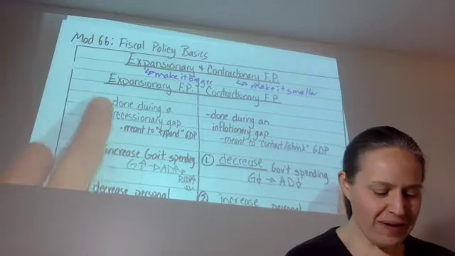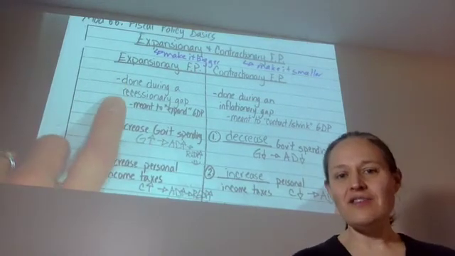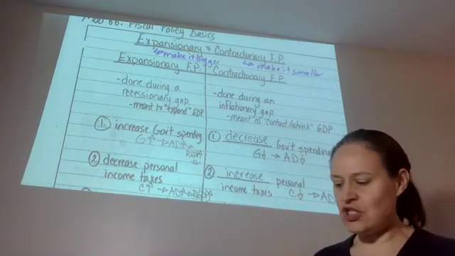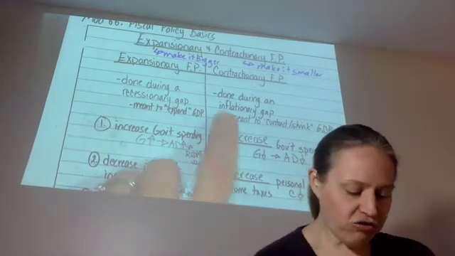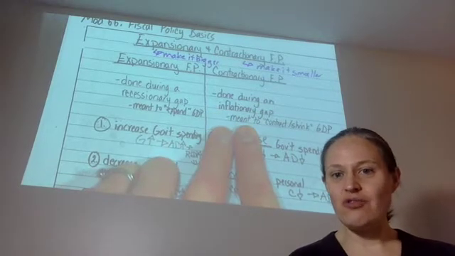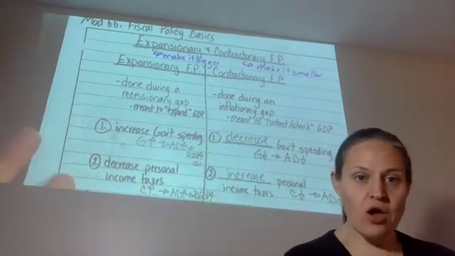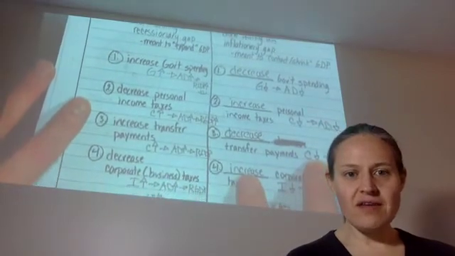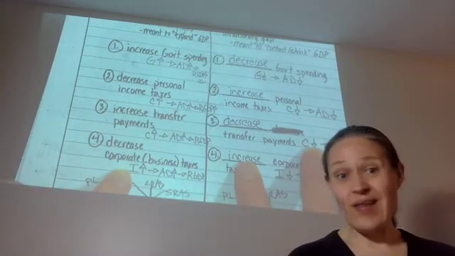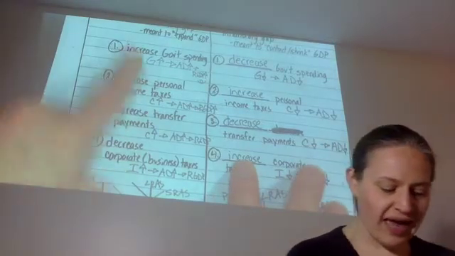All right, so expansionary policy is done during a recessionary gap, and it is meant to expand GDP. Contractionary fiscal policy is done during an inflationary gap, and it's meant to contract or shrink GDP. So we just discussed these things on the last page. So here they are, just written again, right?